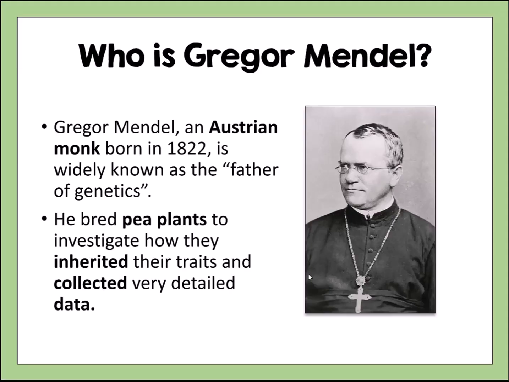He bred pea plants to investigate how they inherited their traits, and he collected very detailed data, which is one of the reasons that his research was so revolutionary, because he collected piles and piles of data on different pea plant traits. And this was something that was necessary to really track how the traits were being passed through the generations. There was a lot of misunderstanding about how genetics was occurring at that time.